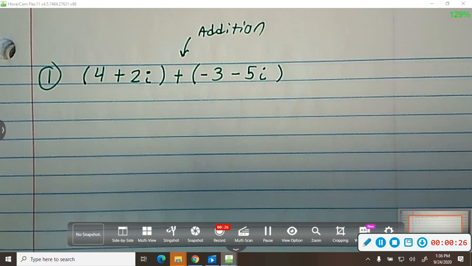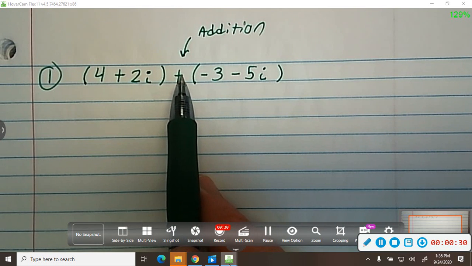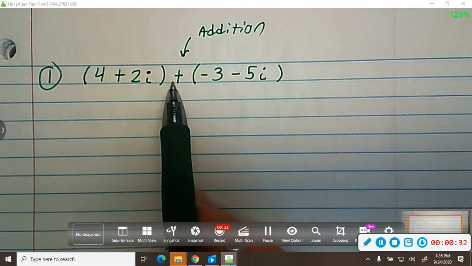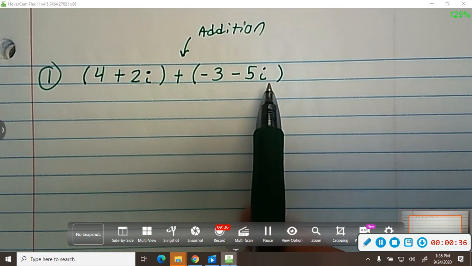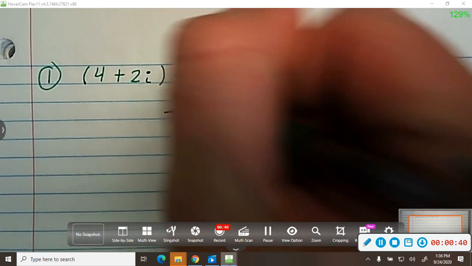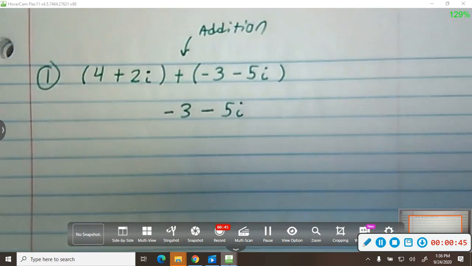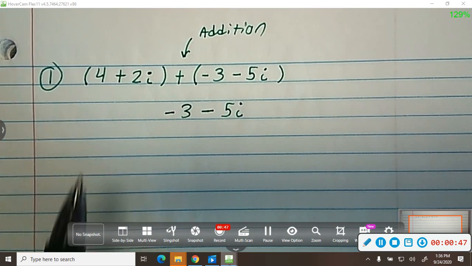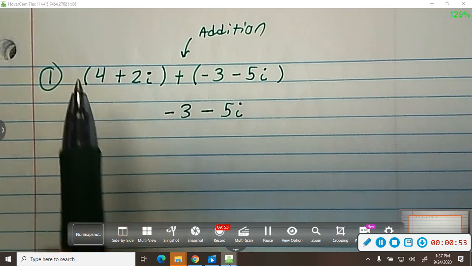And so, one thing you may remember from algebra class is that if there's a plus sign, that's like distributing a 1. So you don't need parentheses right there. So this is really just minus 3 minus 5i. And then here, because there's no number in front of the parentheses, you don't really need them. So I'll put 4 plus 2i.